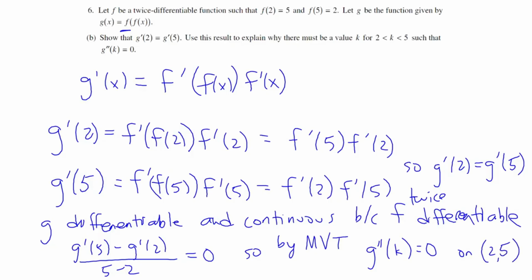And they gave you 3 points this time, 1 for the expression for g prime, 1 for showing that they're equal, and 1 for the conclusion, once again, using the mean value theorem.